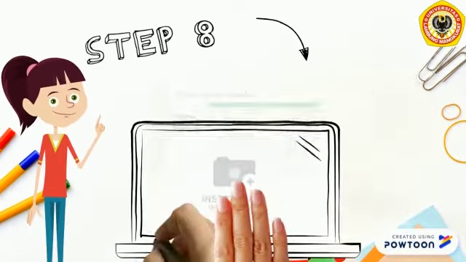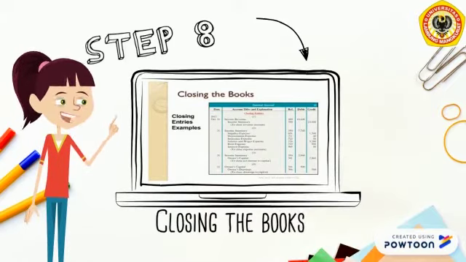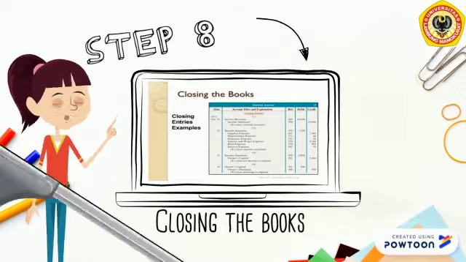Step 8. Closing the books. 1. This step is fundamental in the accounting cycle. 2. Closing the books means that all financial statements, profits, and all transactions have been recorded, analyzed, and summarized. 3. After closing the books, a new accounting period will start and the accountant will start repeating the above steps again.